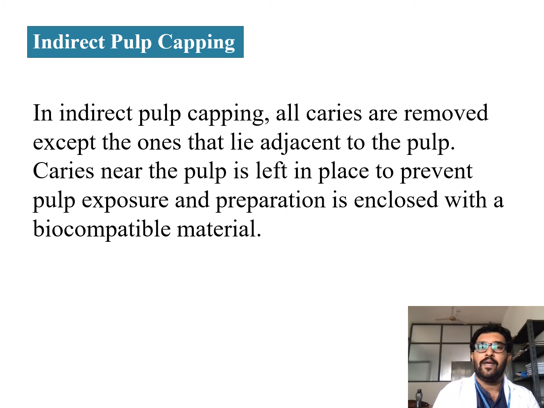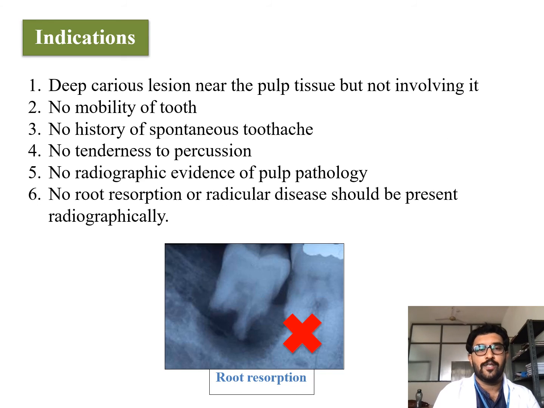So indirect pulp capping. In indirect pulp capping, all caries are removed except the ones that lie adjacent to the pulp. Caries near the pulp is left in place to prevent pulp exposure, and the preparation is enclosed with a compatible material. Definitely the procedure is the same. Indications: deep carious lesions near the pulp tissue but not involving it, no mobility of the tooth, no history of spontaneous toothache, no tenderness to percussion.